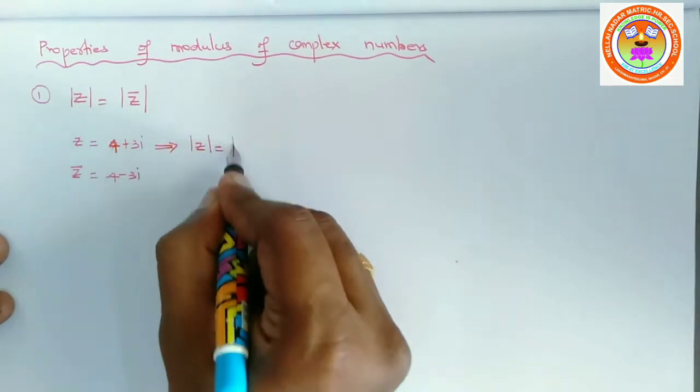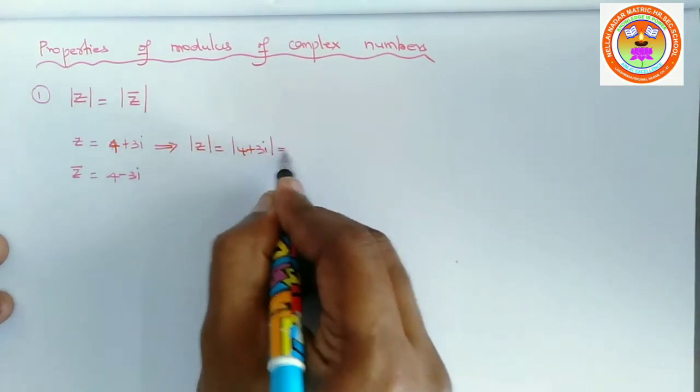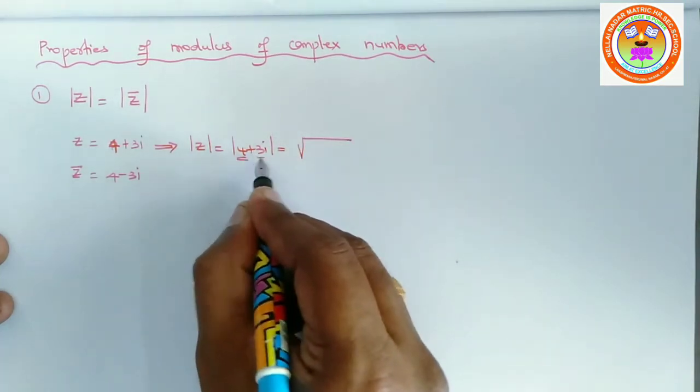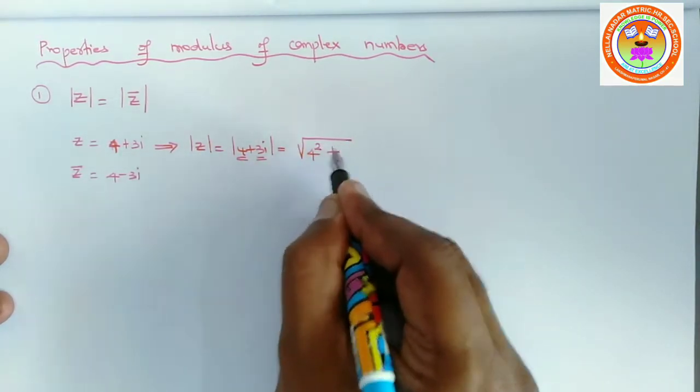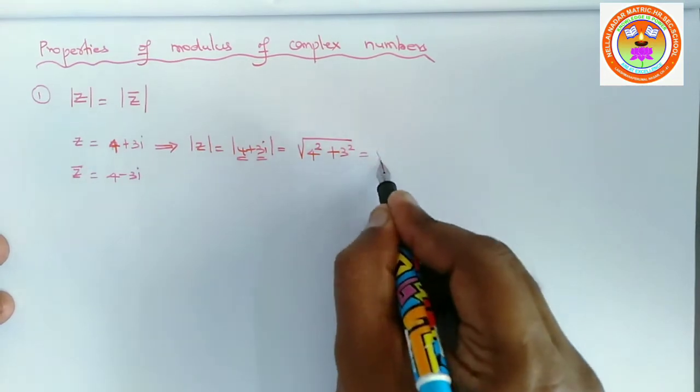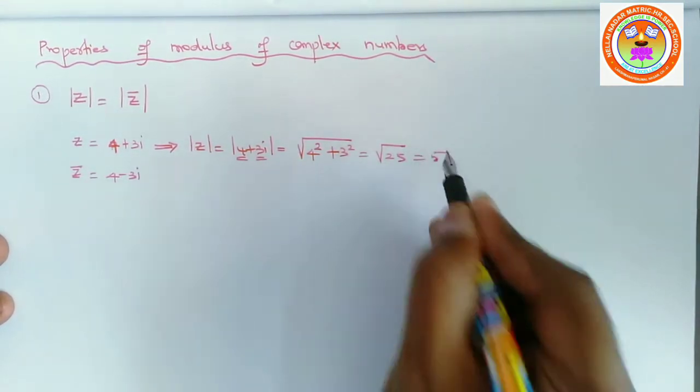Now I am going to take the modulus. Modulus of z is equal to modulus of 4 plus 3i. What is the answer? Real square plus imaginary square. So the answer is nothing but 25, and the square root is going to be 5.